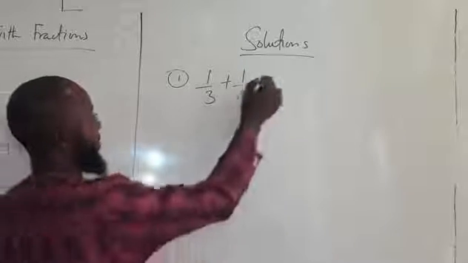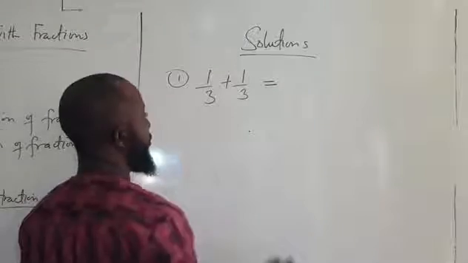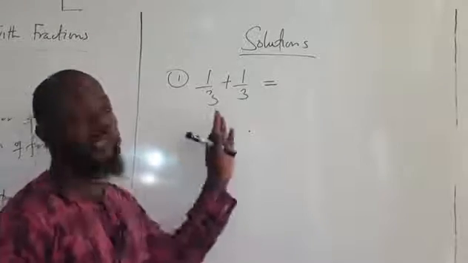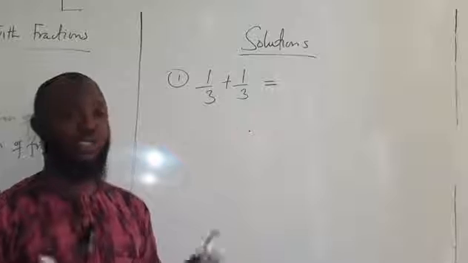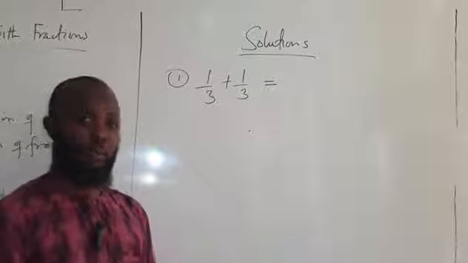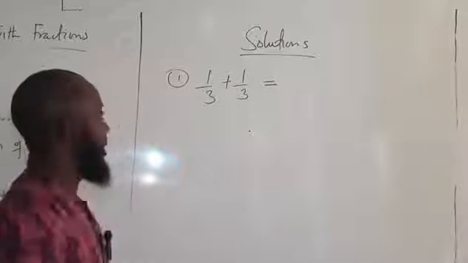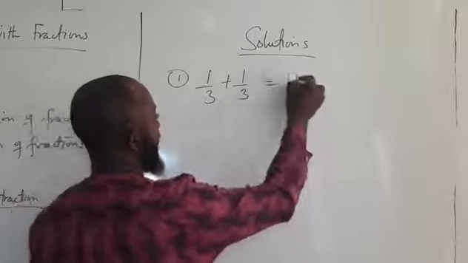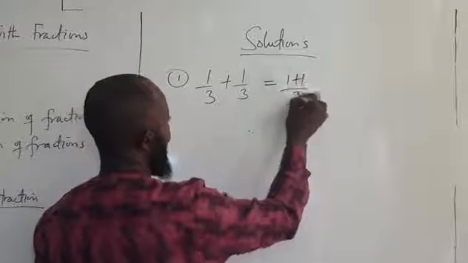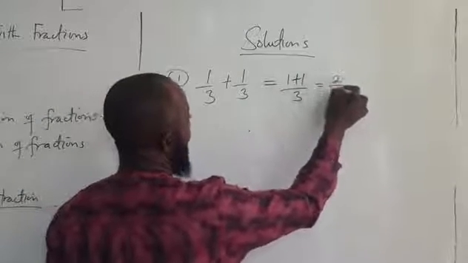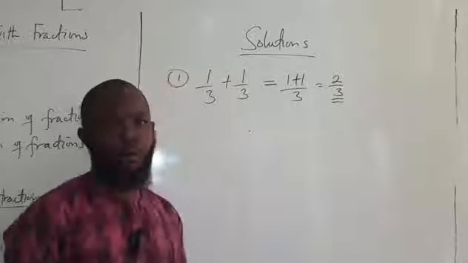What do I mean by that? What you're going to do is, once the denominators are the same, just add the numerators together and pick one denominator. Meaning that 1 plus 1 divided by 3. So that gives you 2 divided by 3. Simple.